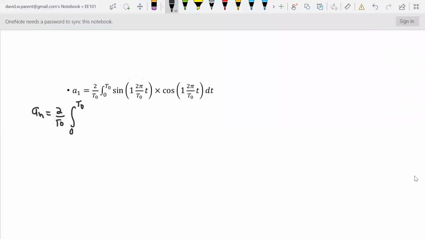integral 0 to T naught x(t) cosine, and I'm going to put n rather than just 1, 2 pi n t over T naught dt, right? And that has 2 regions.